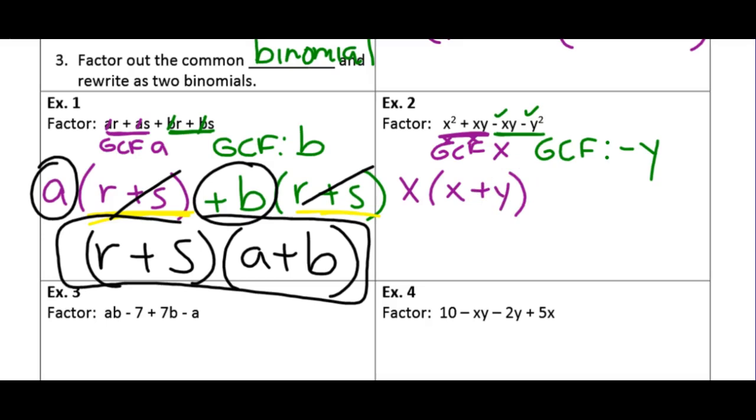That second group, I'm factoring out a negative y. So what's left when I remove a negative y, or when I divide by a negative y? x plus y.